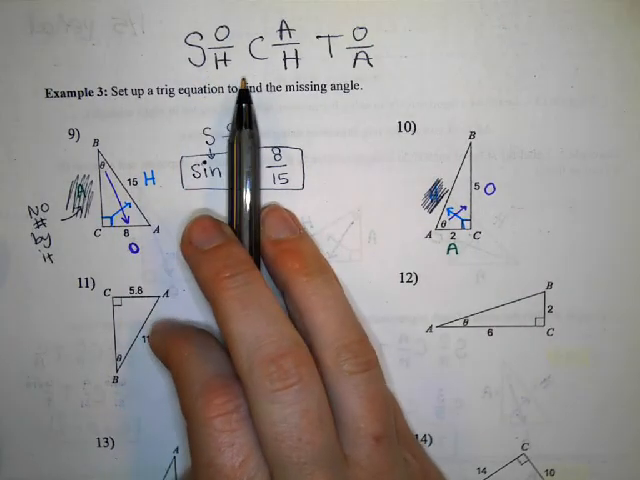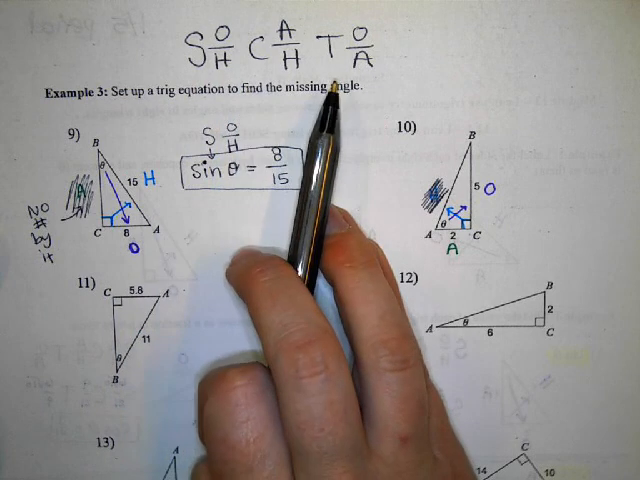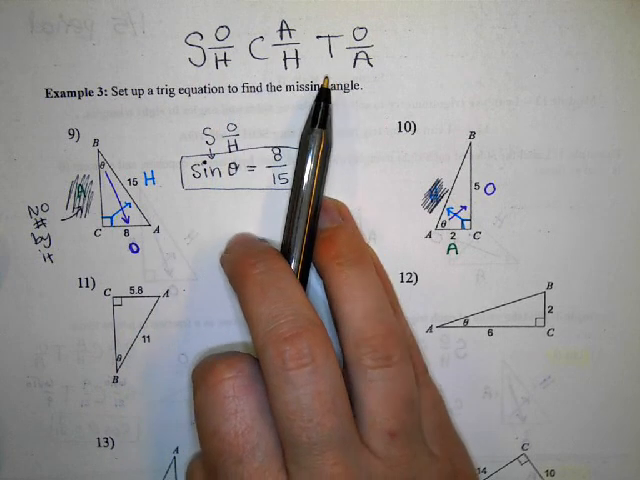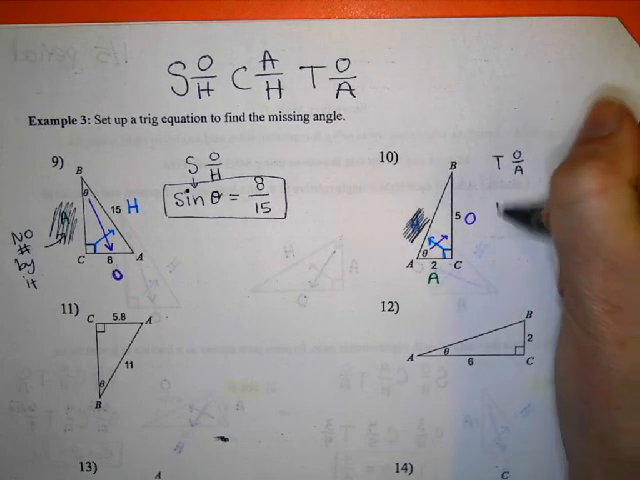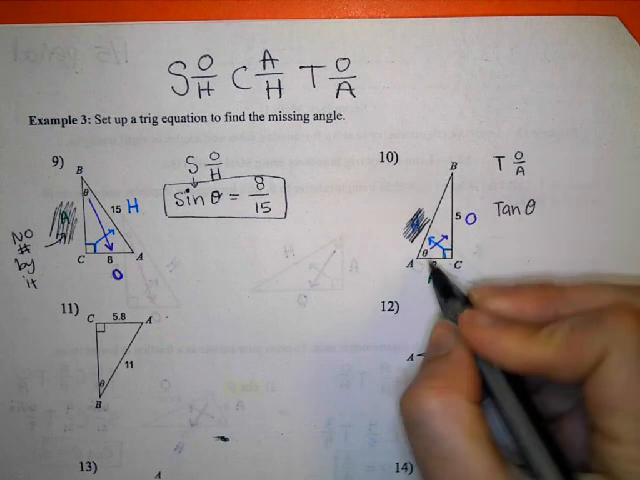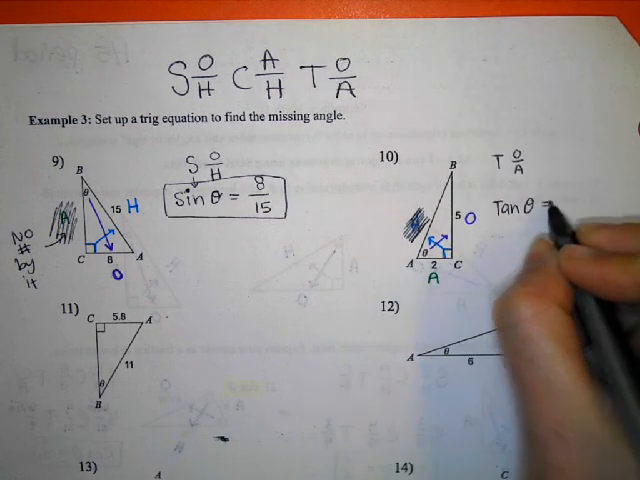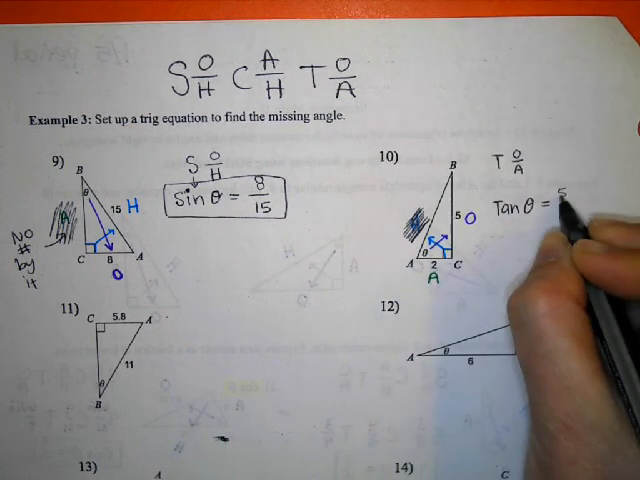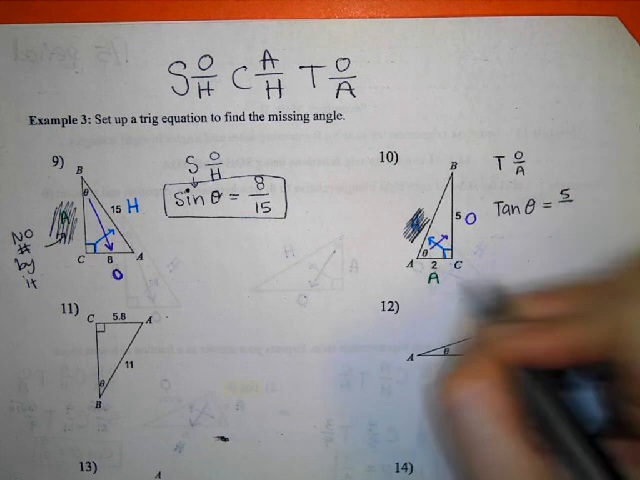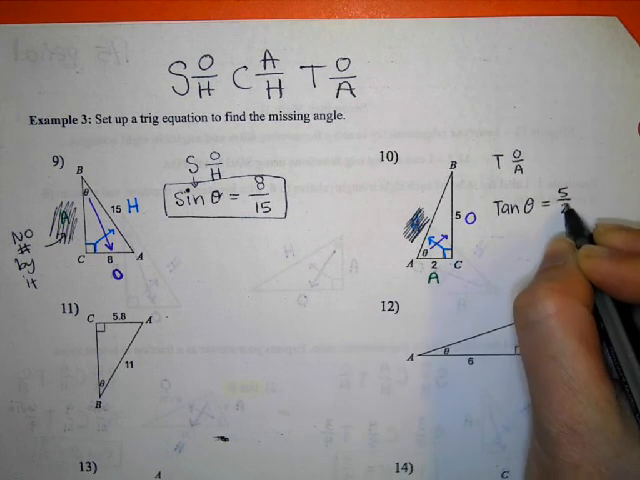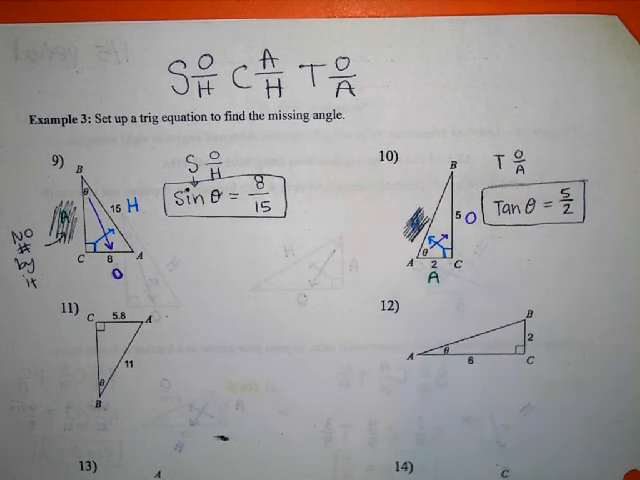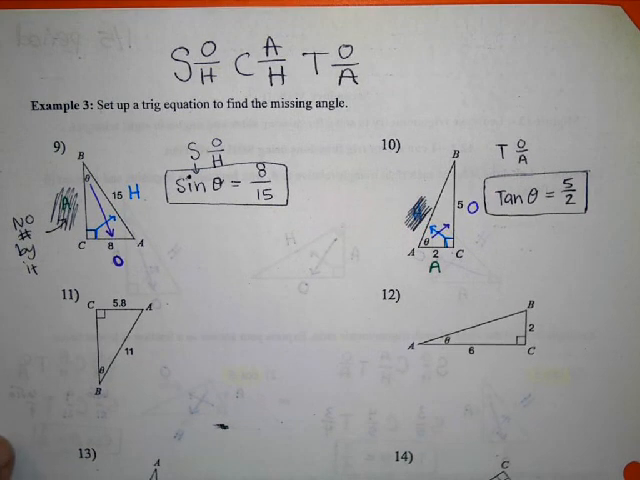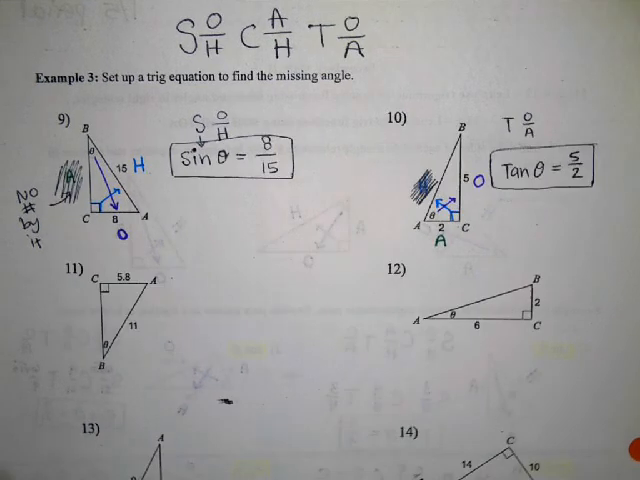Which means I can't use sine. I can't use cosine. I have to use the tangent, the T. That means I have tangent of my angle equals O, which is a 5, over A. A is a 2. O over A. Tangent.